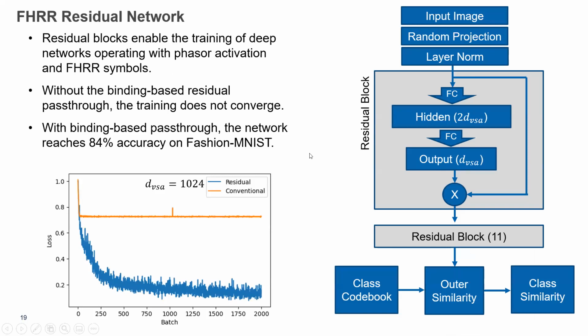So now we stack up a lot of those residual blocks, and we show that just for a standard classification task, where you have an input image, you go through 12 of these residual blocks, you get an output that you compare to a class codebook, and that predicts the class via similarity. You can get around 84% accuracy on FashionMNIST using this very deep network. And if you exclude the residual components, so you get rid of the binding and the bias on the neurons, it essentially doesn't converge to a solution at all. So these residual blocks were very necessary for computing the deeper network.